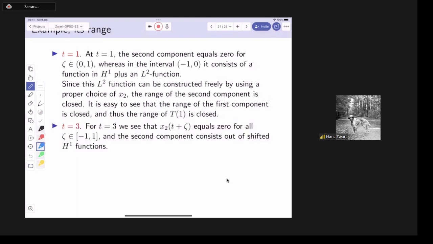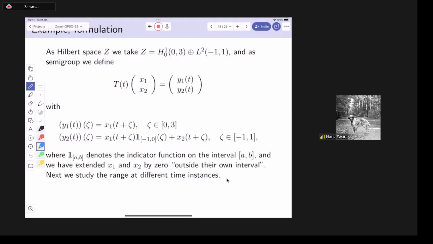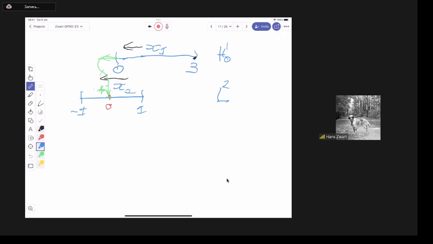Now I repeat this for time t is 3. Let's go to the picture, because if you have the picture in mind and you know what's going on, at time 3 you see that the x1 component has completely shifted out. In the top function, I have only the 0 function. The x2 part has also disappeared completely, because I shift with speed 1 and I'm already at time 3. What do I get? On the interval minus 1, 0, I still have a piece of my x1. But this x1 was an h1 function. You see it here. And so that is the whole trick.